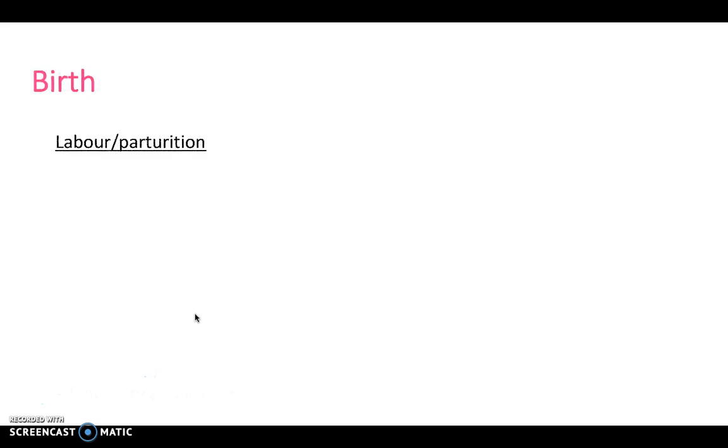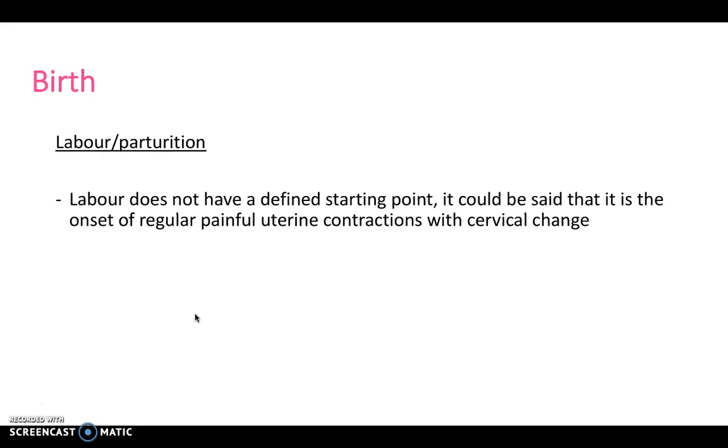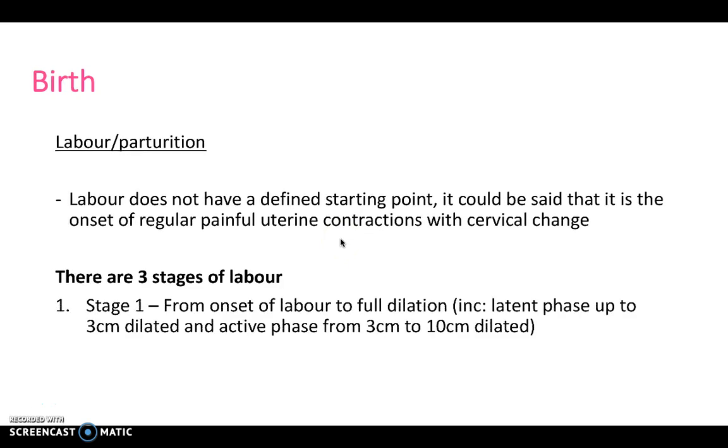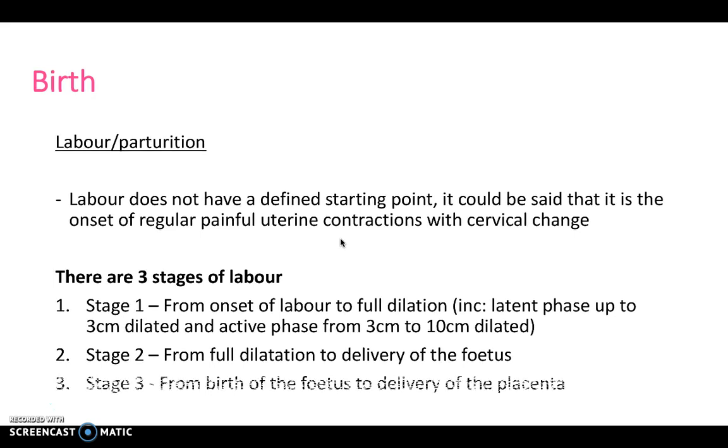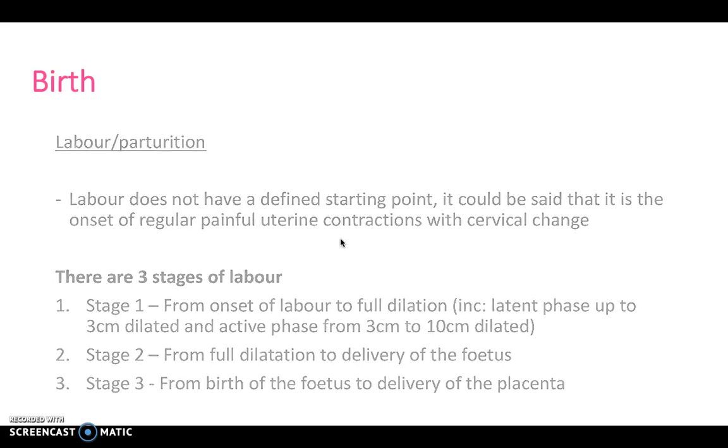So let's look at birth first of all. Also called labour or parturition, it doesn't have a defined starting point, and most people consider labour to be the point at which there is an onset of regular painful uterine contractions with cervical change. So there are 3 stages of labour to be aware of. Stage 1 is from the onset of labour to full dilation. So this includes the latent phase up to 3 cm dilated and the actual active phase from 3 cm to 10 cm dilated. Stage 2 of labour is where there's full dilation to the delivery of the fetus, and stage 3 is what most people forget, so it's from the birth of the fetus to the delivery of the placenta.